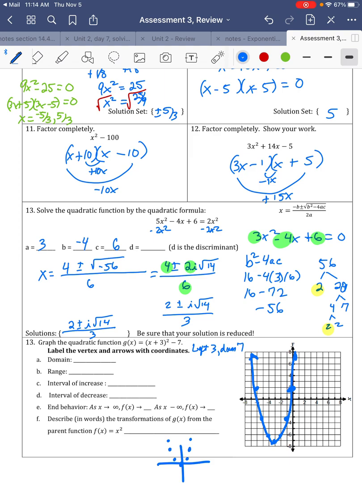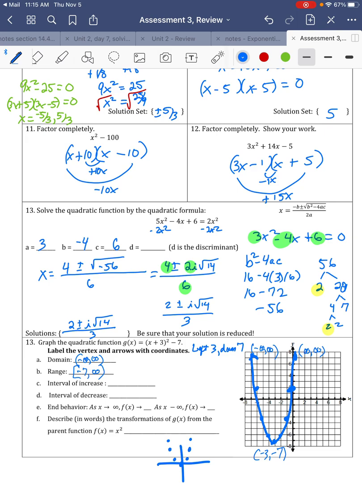All right, so my domain means what can I use in this problem? Well, my domain is all real numbers, because this point right here is negative 3, negative 7. This one over here is on the right, and it's going up. And this guy over here is left, and it's going up. So my domain is all real numbers, negative infinity to infinity. My range. The lowest this goes is negative 7. So it goes from negative 7 to infinity.